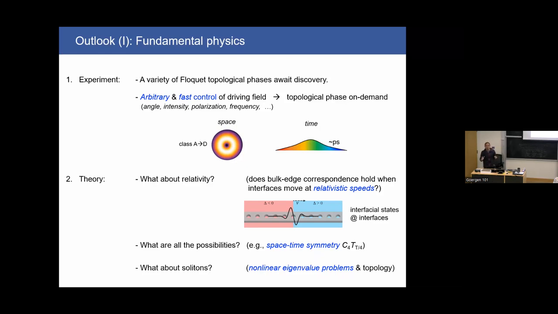The cornerstone of topological physics really starts from bulk edge correspondence. It tells you that if you have two bulks of different kinds of topology, right there at the interface, there needs to be a state. This is really the backbone of topological physics.